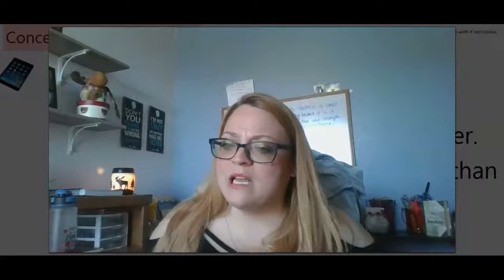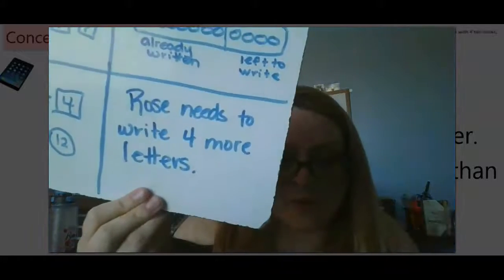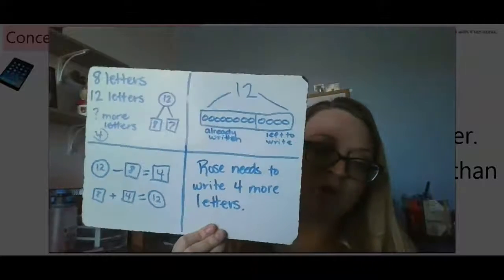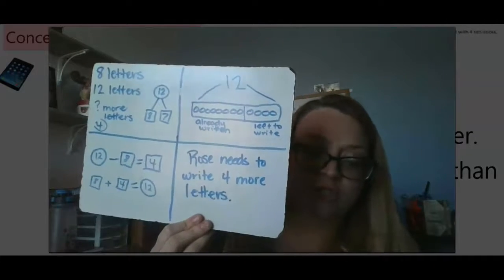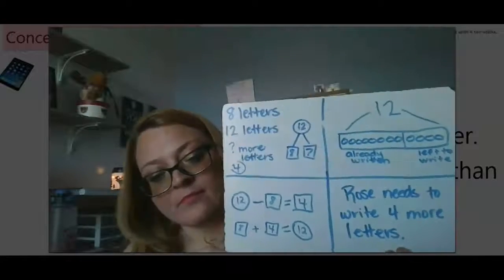Then we need to write a sentence to answer the question. So how many letters does she have left to write? Rose needs to write 4 more letters. And sentences should always start with a capital and end with a period. So this is what your 4 boxes should look like every time you do word problems, okay?